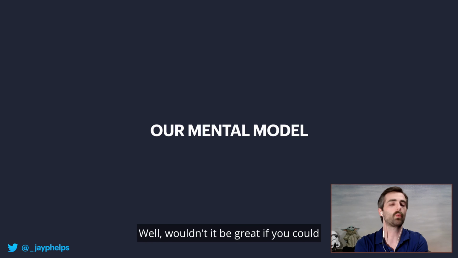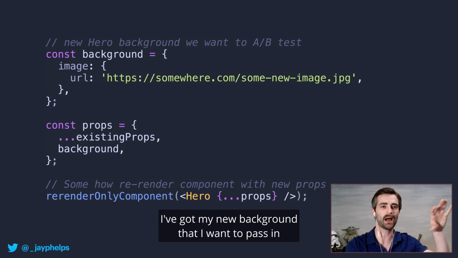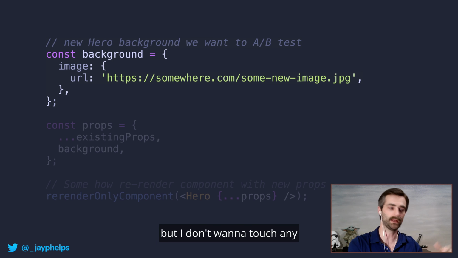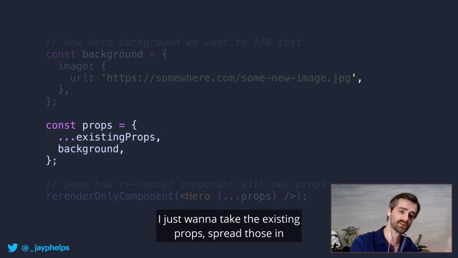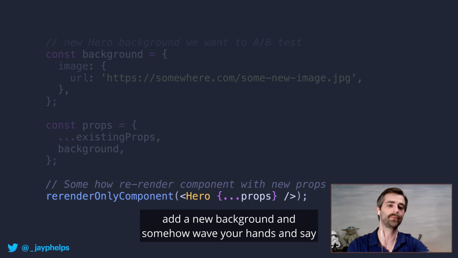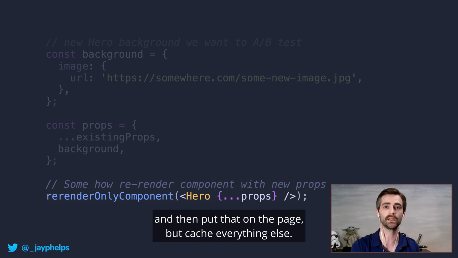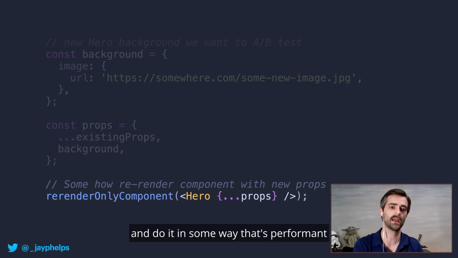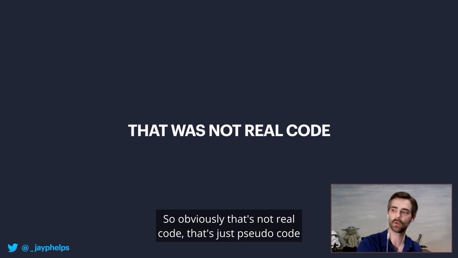Well, wouldn't it be great if you could have a mental model of, like, I've got my new background that I want to pass in, but I don't want to touch any of the other props to the component. I just want to take the existing props, spread those in, add a new background, and somehow wave your hands and say, re-render that particular component only, and then put that on the page. But cache everything else, right? Cache the entire page, but only re-render that particular component and do it in some way that's performant, wherever that is. So obviously that's not real code.